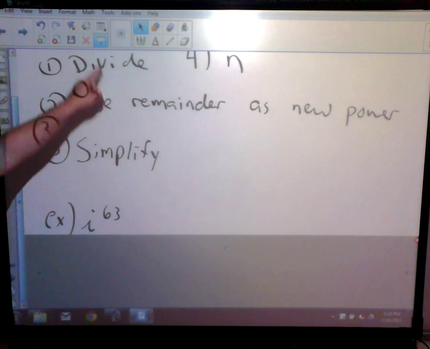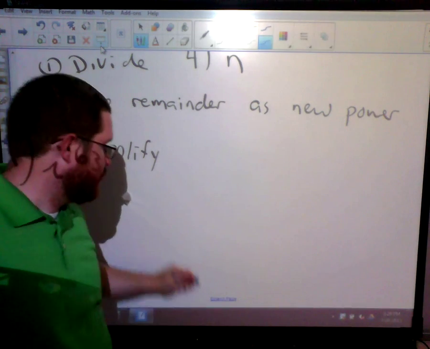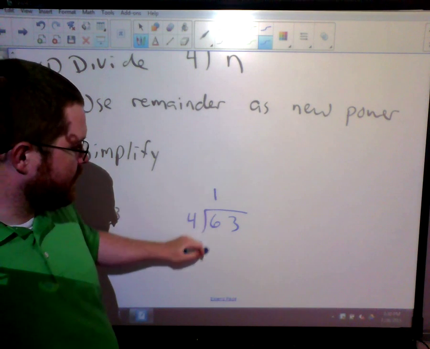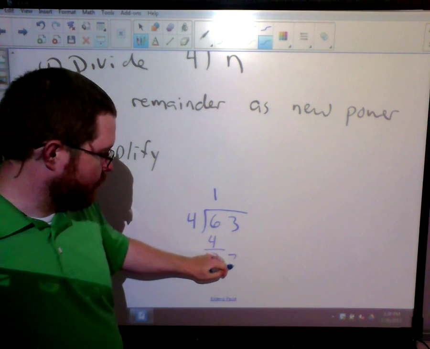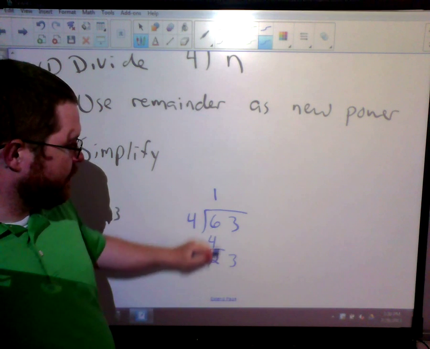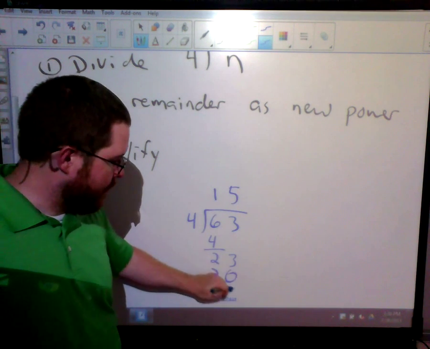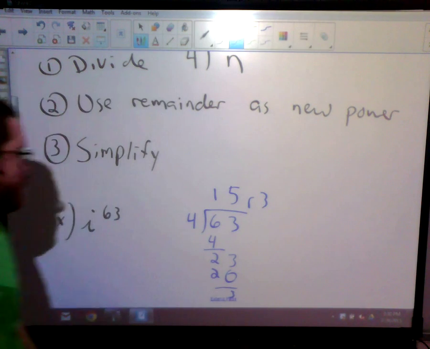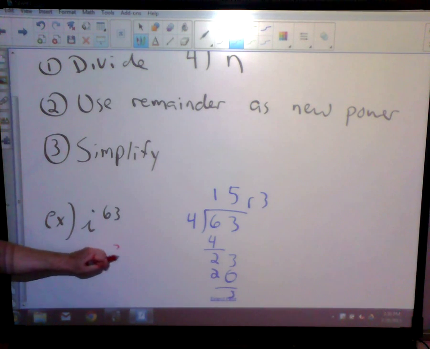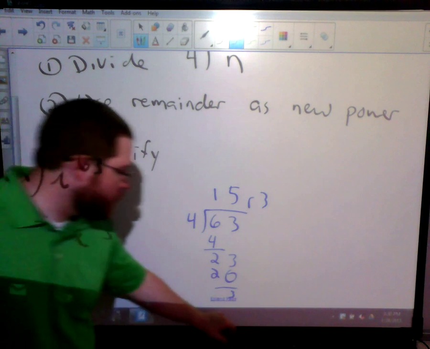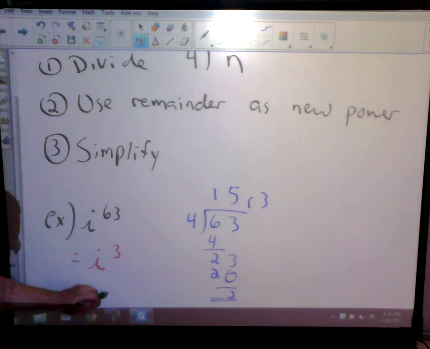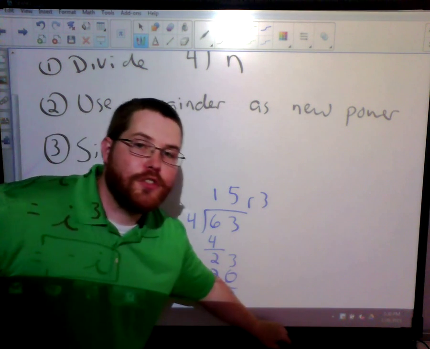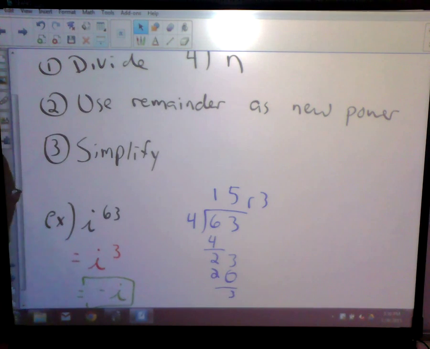So, for example, i to the 63rd. 4 will go into 63. 4 will go into 6 one time. That's 4, 2, 3. 4 will go into 23 5 times with a remainder of 3. So i to the 63 is the same thing as i to the third. And what did we just say i to the third was? It's negative i. At the end of these problems, you should never, ever leave an i with a power in it.